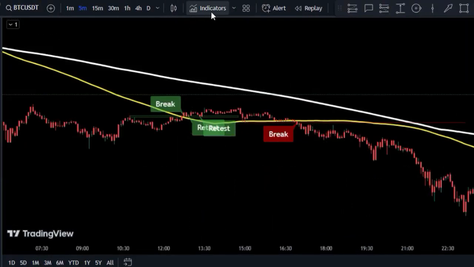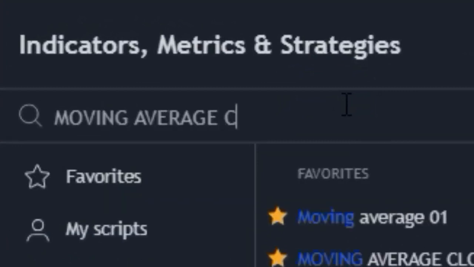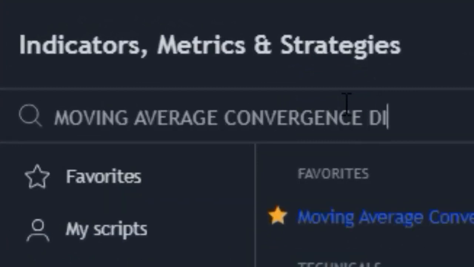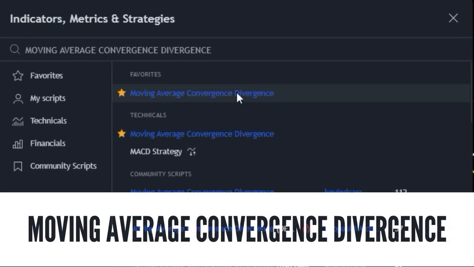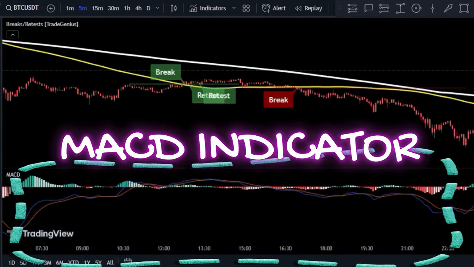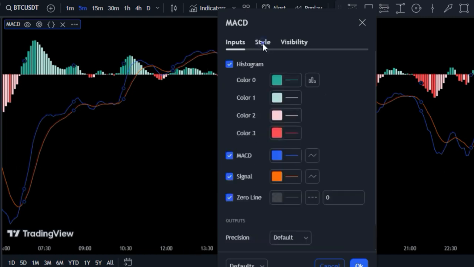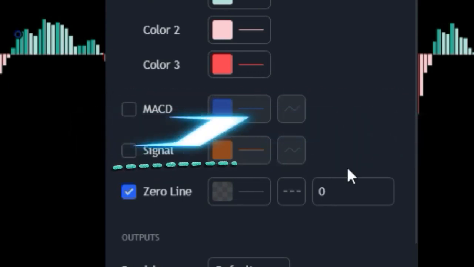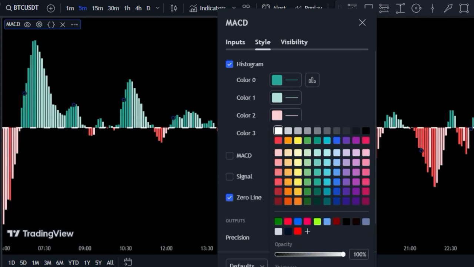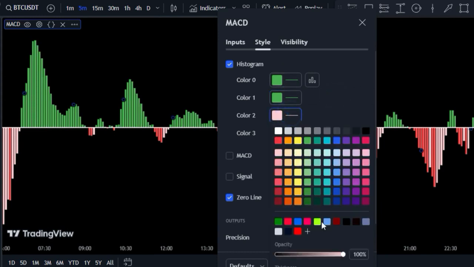Great. Now let's add the moving average convergence divergence indicator to the chart. You can find this indicator in the indicator section of the TradingView website. Once it's added, head over to its settings, then leave the Impulse tab at its default values. Next, head over to the Style tab and disable the MACD and Signal options. We only need the histogram for this strategy. You can also change the color of the histogram section to green and red for better visibility on the chart.